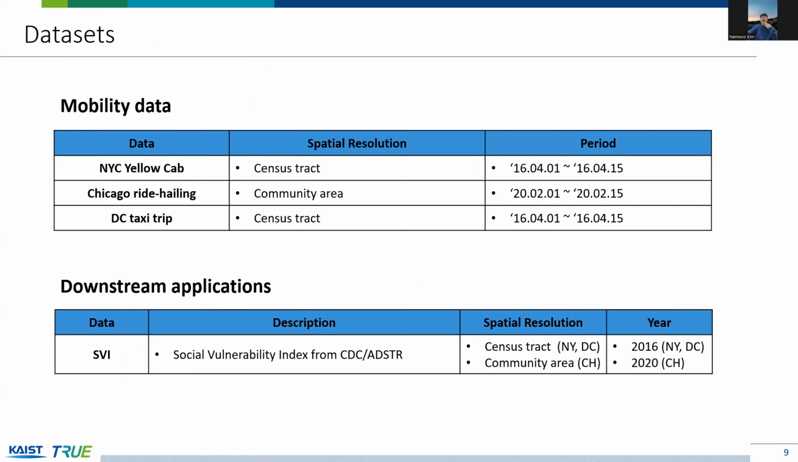For the data set, we used only 2 weeks of taxi trip records or ride-hailing trips to generate influx and outflux time series data. All the data sets were sourced from the open data portal of each city. And we used the social vulnerability index from the Centers for Disease Control as the ground truth of social vulnerability of the communities.